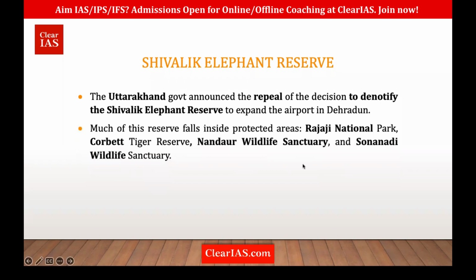Okay, and we must know where this Shivalik Elephant Reserve is. It is in the northeast part of Uttarakhand, with national parks such as Rajaji National Park, Corbett Tiger Reserve, Nandaur Wildlife Sanctuary, and Sona Nadi Wildlife Sanctuary. All these are part of this reserve. Apart from that, almost all of Uttarakhand's wild elephants are found in this region.